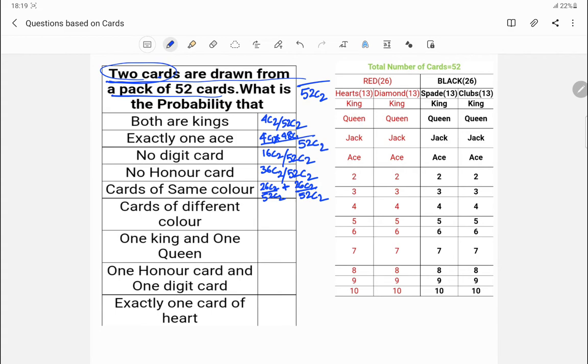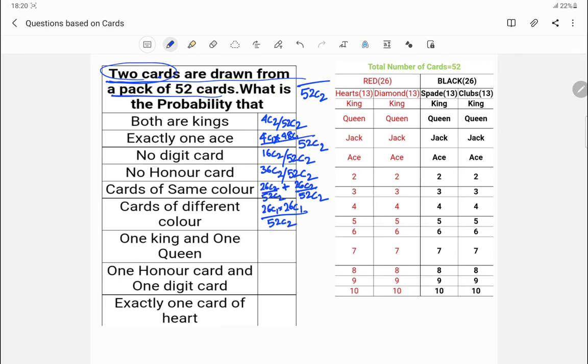Next question is, cards are of different color. So 26C1 into 26C1. Out of red I'm drawing 1, out of blacks I'm drawing 1. So it is divided by 52C2.